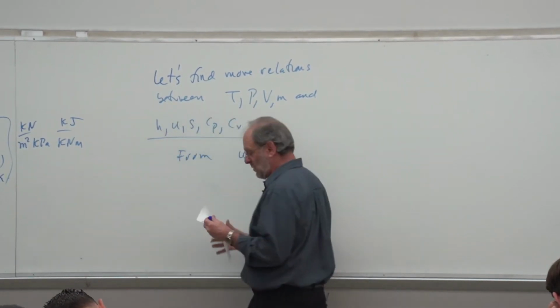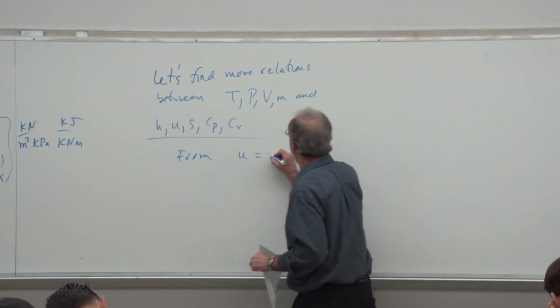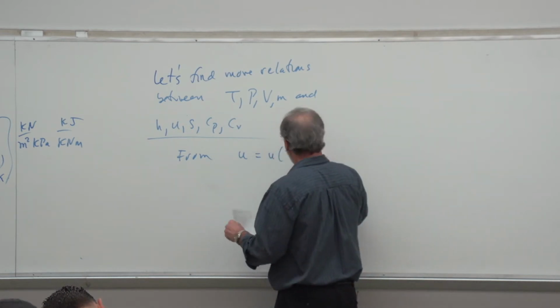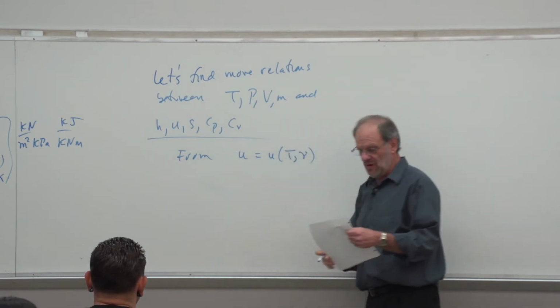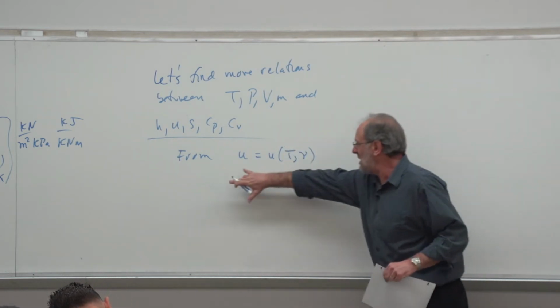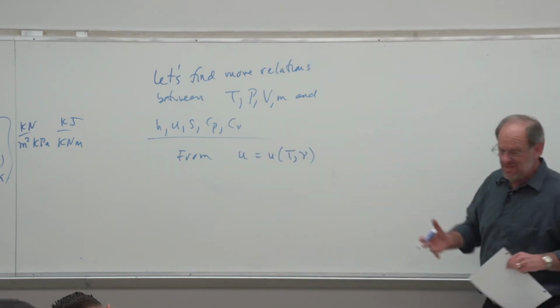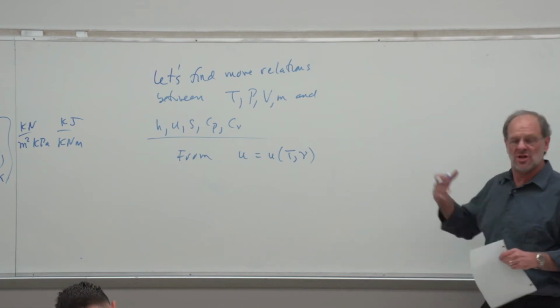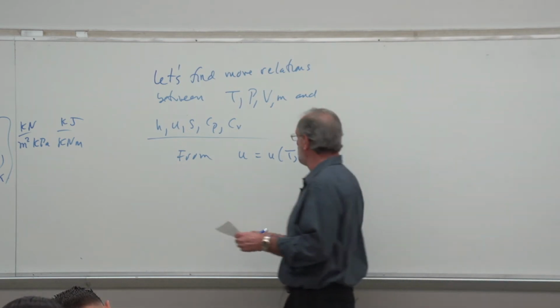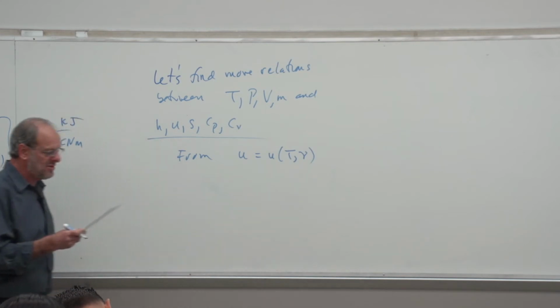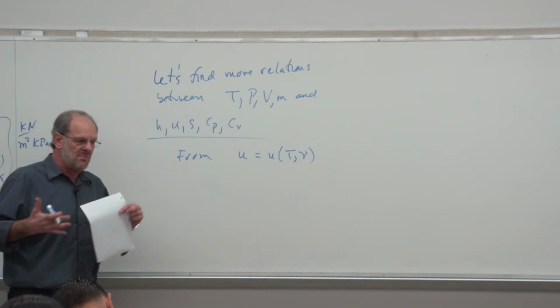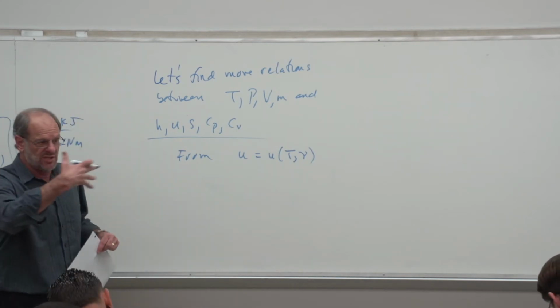Let's say that we want to look at internal energy as a function of temperature and specific volume. And if we have an intensive property like U in terms of two other independent intensive properties like temperature and specific volume, then this could be written in the form of equation A, which I presented last time.